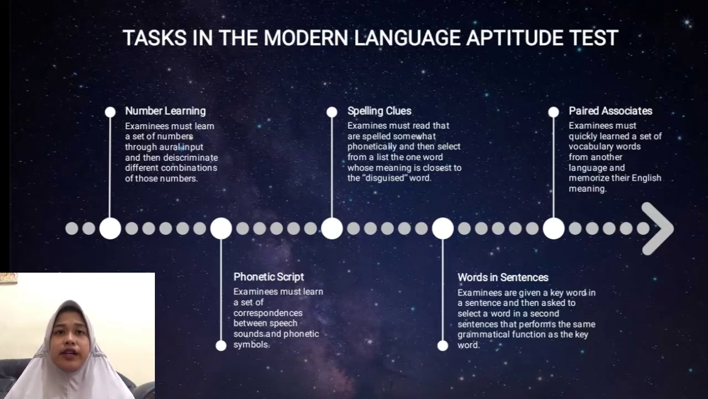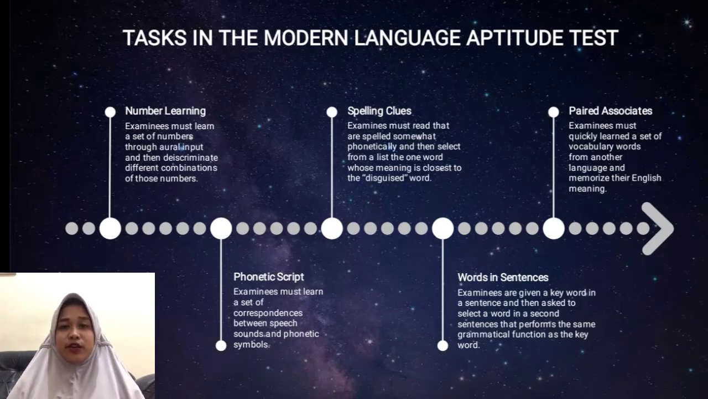First, number learning. Examinees must learn a set of numbers through oral input and then discriminate different combinations of those numbers. Second, phonetic script. Examinees must learn a set of correspondences between speech sounds and phonetic symbols. 3. Spelling clues. Examinees must read words that are spelled somewhat phonetically and then select from a list the one word whose meaning is closest to the disguised word.